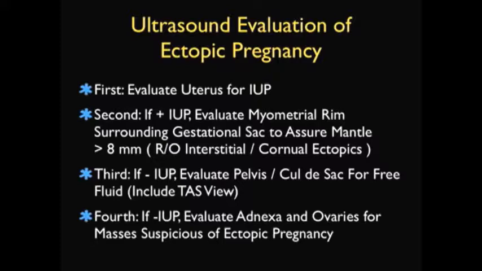Third, if no intrauterine pregnancy is seen, we'll evaluate the pelvis and cul-de-sac area for free fluid that may be suggestive of a ruptured ectopic pregnancy. We should include the transabdominal views on this examination to look into the pelvis as well as the right upper quadrant for fluid. Fourth, if no intrauterine pregnancy is seen, we can also evaluate the adnexa and ovaries for masses suspicious of ectopic pregnancy.